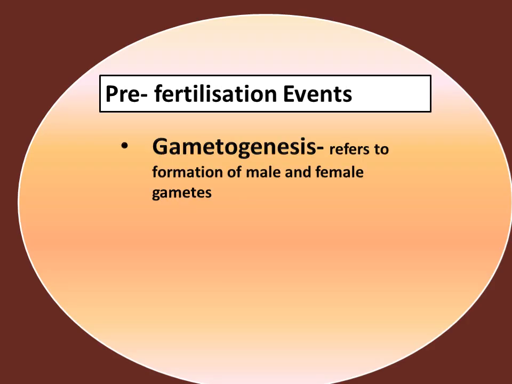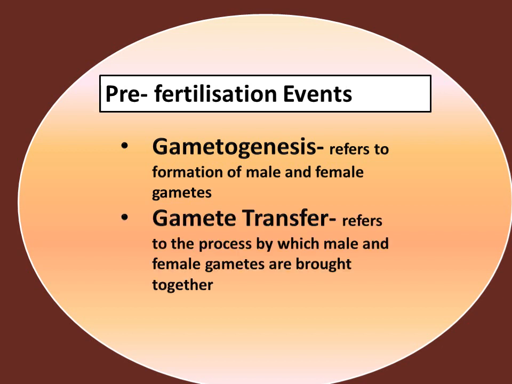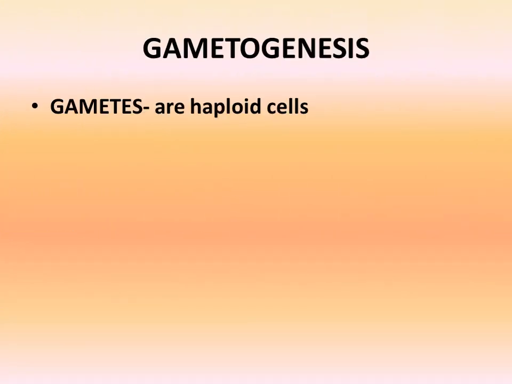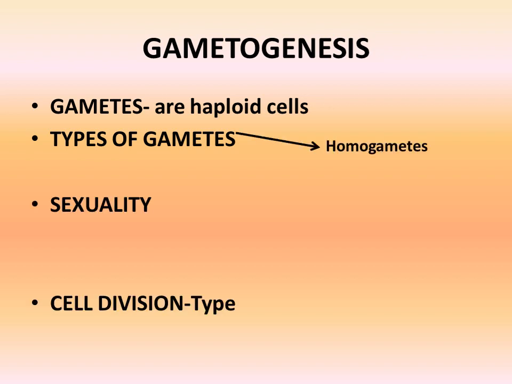Gametogenesis refers to formation of male and female gametes. Gamete transfer refers to the process by which male and female gametes are brought together. Gametogenesis. Gametes are haploid cells. There are two types of gametes: homogametes, heterogametes.